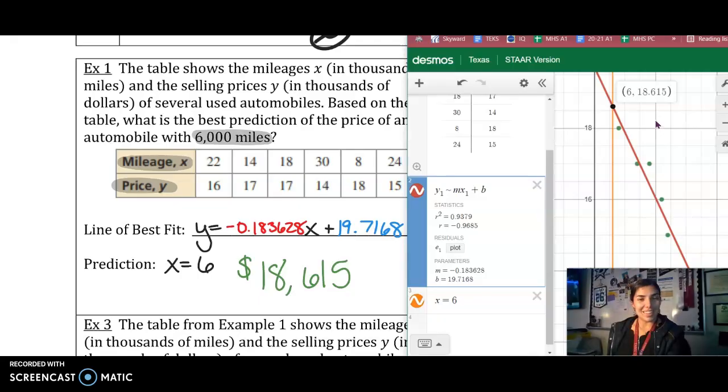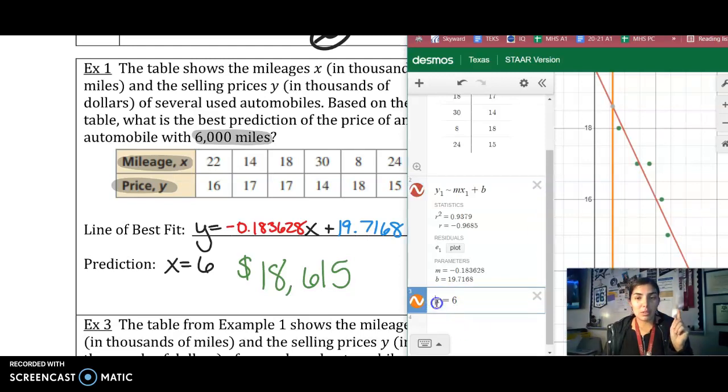$18,615,000. $18,615. That's what we can assume that this car would be worth. We've made a good prediction based on our data. So we're taking this cause and effect relationship, finding a way they're related to each other, and then predicting the future. Now, why did I put x equal to 6 and not y equal to 6? Yeah, x equal to 6 because they gave me 6,000 miles, and miles is literally labeled x.